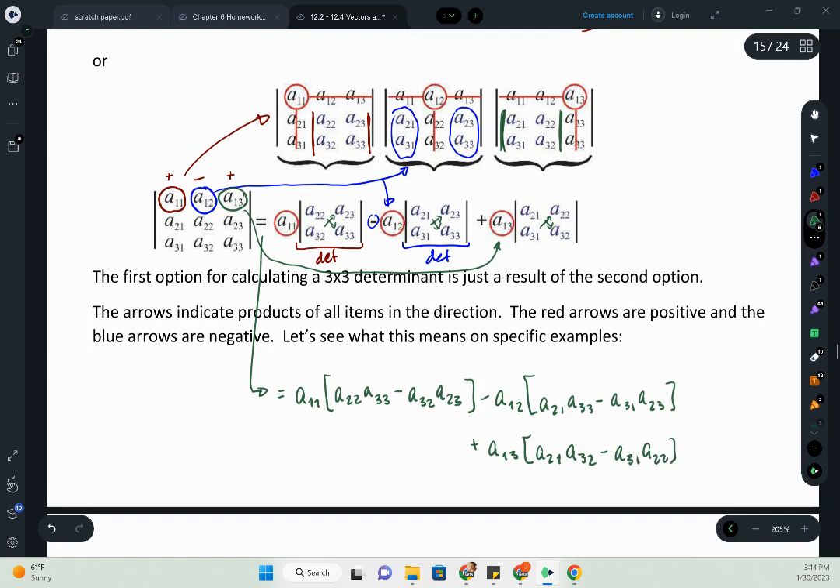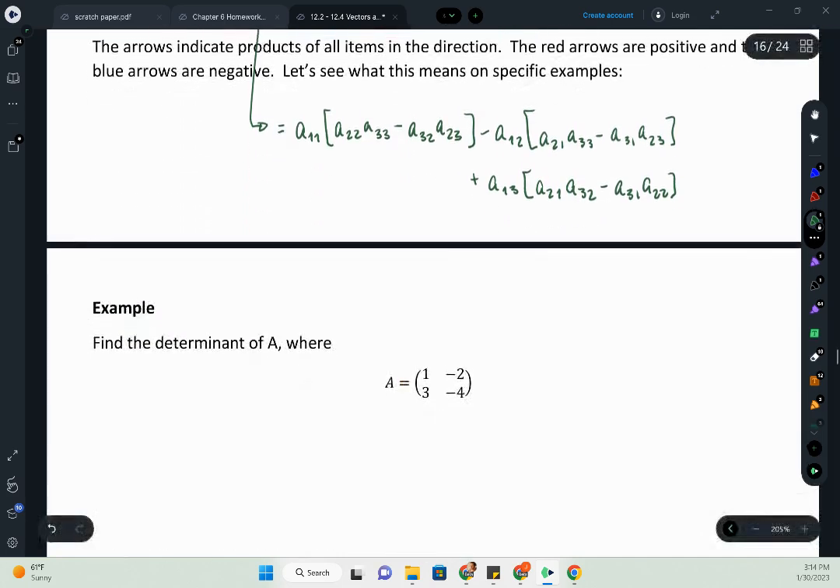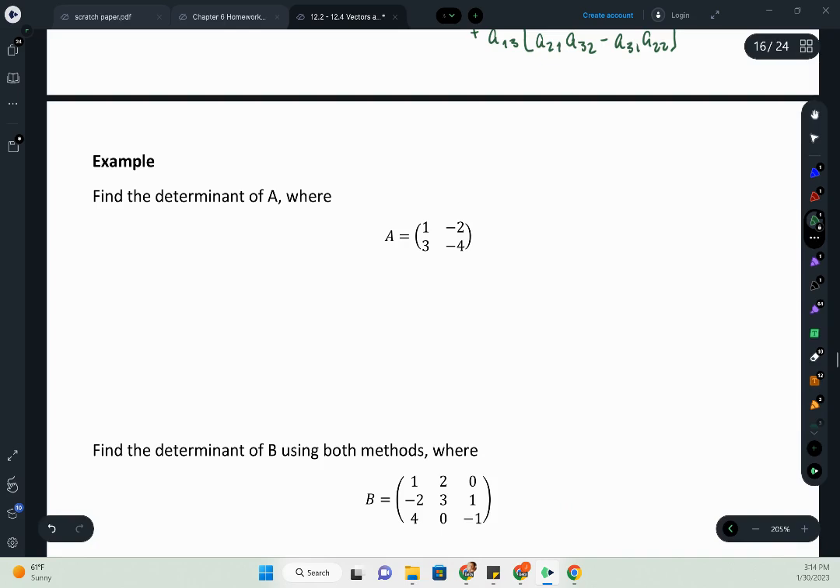Now, of course, these are going to be numbers in any calculation that you make, so you don't have to worry about all those sub numbers in there. But that's kind of the gist of how we calculate that. Now let's calculate some determinants. We're going to do a simple 2 by 2, and then we'll do the 3 by 3 both ways.